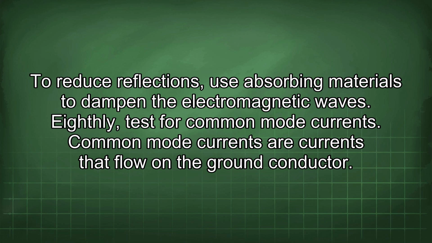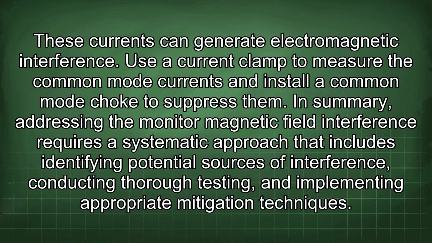Eighthly, test for common mode currents. Common mode currents are currents that flow on the ground conductor. These currents can generate electromagnetic interference. Use a current clamp to measure the common mode currents and install a common mode choke to suppress them.